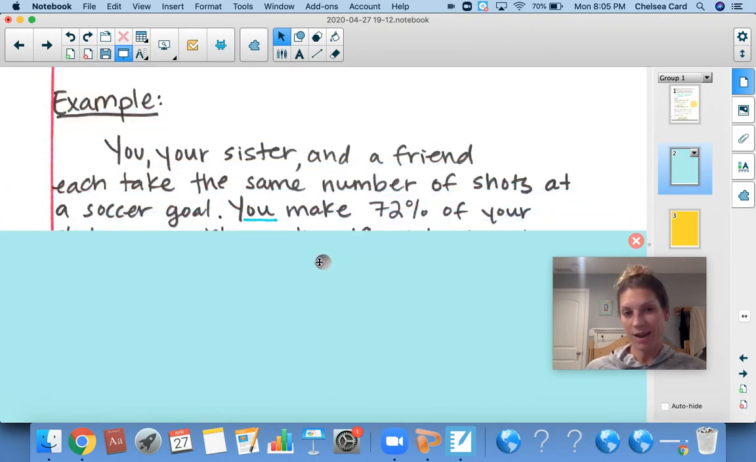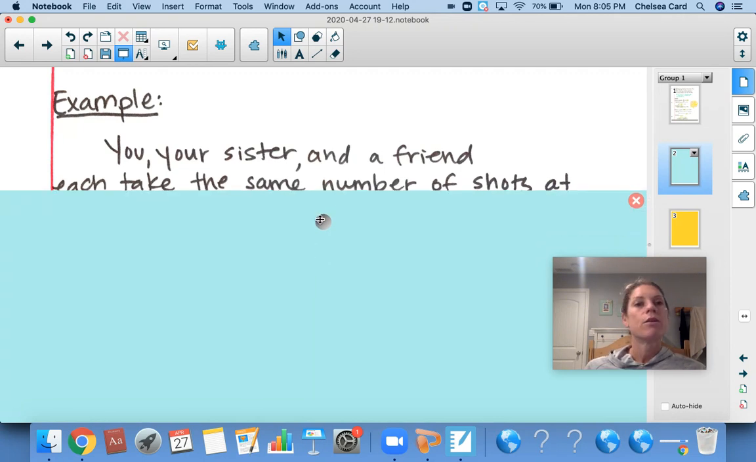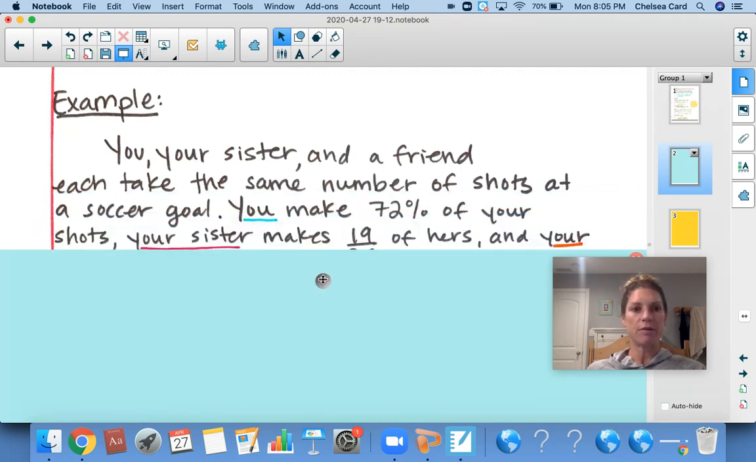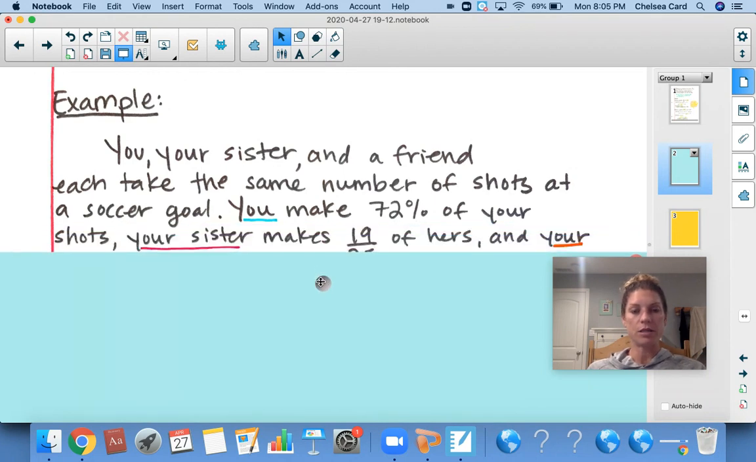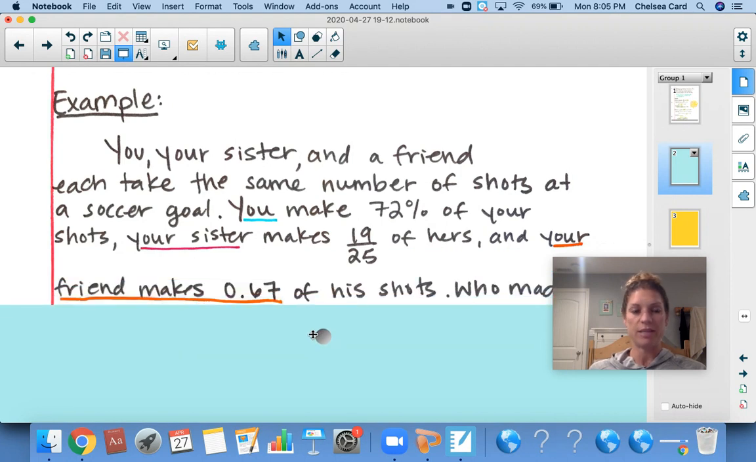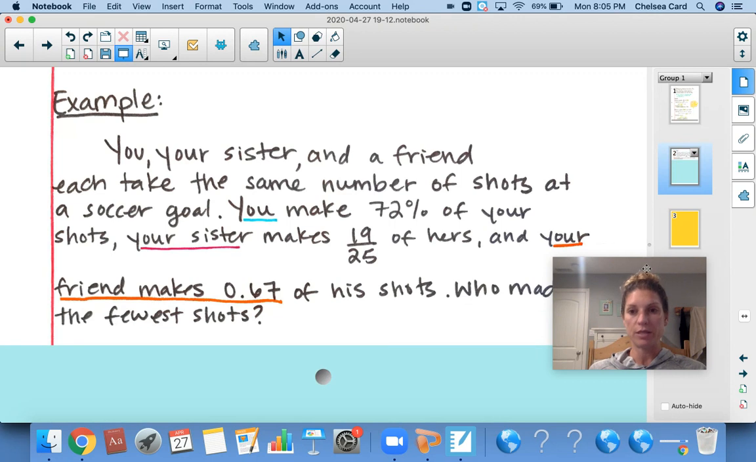Word problems. Everyone's favorite. Get excited. You, your sister, and a friend each take the same number of shots at a soccer goal. You make 72% of your shots. Your sister makes 19/25 of hers. And your friend makes 67 hundredths of his shots. Who made the fewest shots?